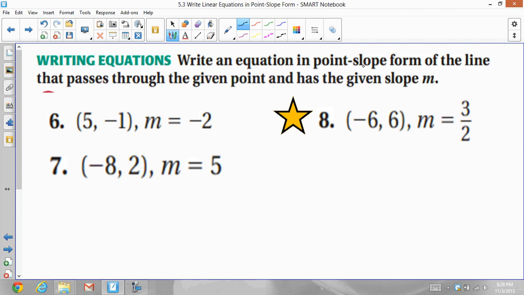Focus on question number 8. Write an equation in point-slope form. So that is the question asking you. Write an equation in point-slope form of the line that passes through the given point. You are given a point and you are given the slope m. So the slope m is 3 over 2 and the point is given to you.